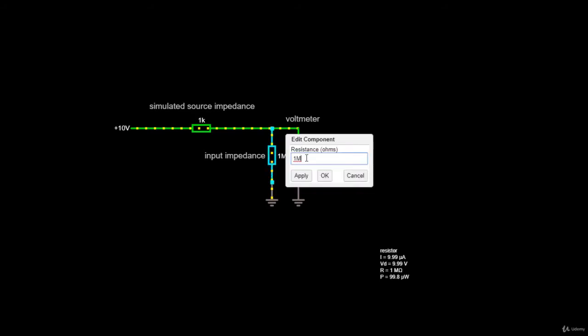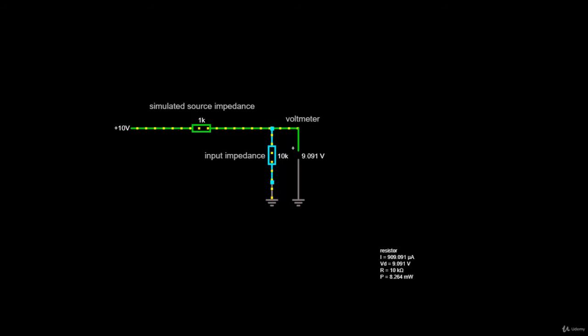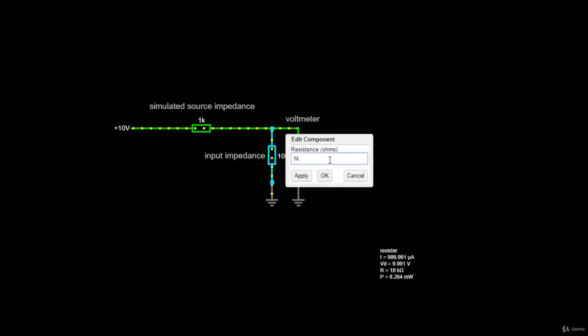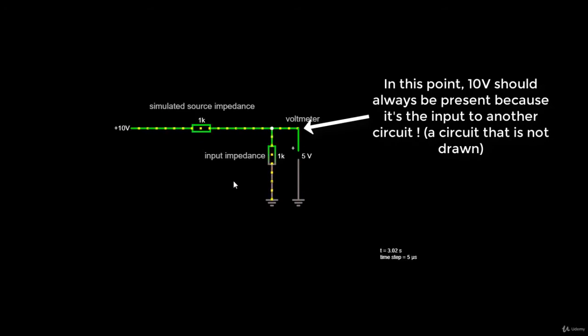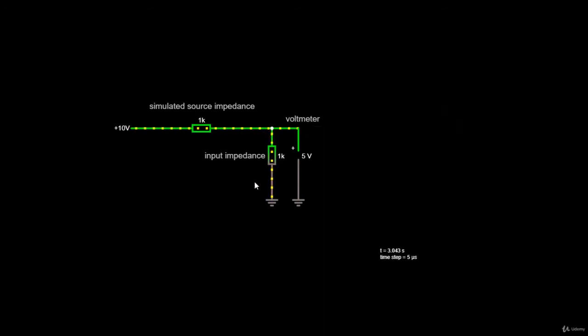Now, if we reduce the input impedance to 10 kilo ohm, we get 10 volts times 10 kilo ohm over 10 kilo ohm plus 1 kilo ohm, and this will give us 9.09 volts. If we reduce the input impedance further, let's say to 1 kilo ohm, we will get 10 volts times 1 kilo ohm over 1 kilo ohm plus 1 kilo ohm, and we will get 5 volts. Hopefully you get the picture. Generally, an input impedance of at least 10 times the source impedance is a good idea to prevent significant loading.